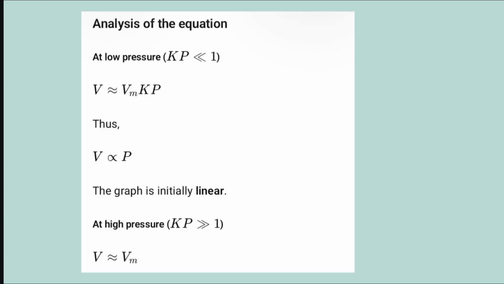Now, analysis of the equation. At low pressure, Kp less than 1. So, V is equal to Vm into Kp. Thus, V is directly proportional to pressure. The graph is initially linear.